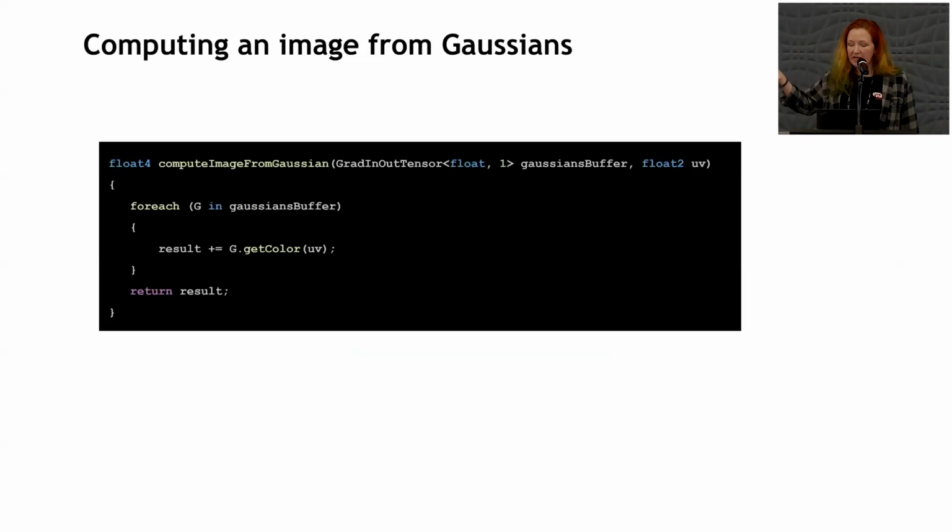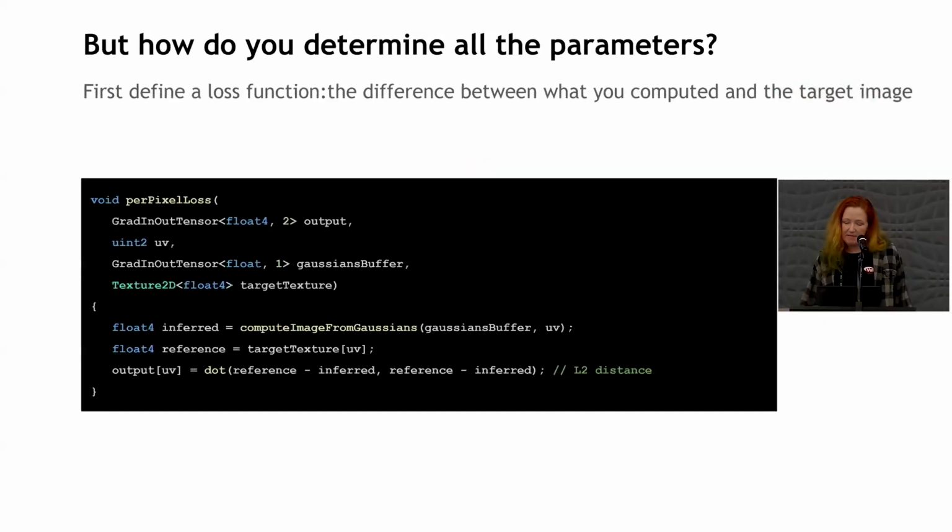So to compute the value of a particular pixel from a set of Gaussian splats, it's really simple. You just go through your collection of Gaussians and determine the color of each splat at that point in space and accumulate. This function does just that. But you need to know not just what are the pixel values for a given set of Gaussians, but what should the parameters of all of the Gaussians be in order for these pixels to be a picture of a Jeep. So you need to train your model.